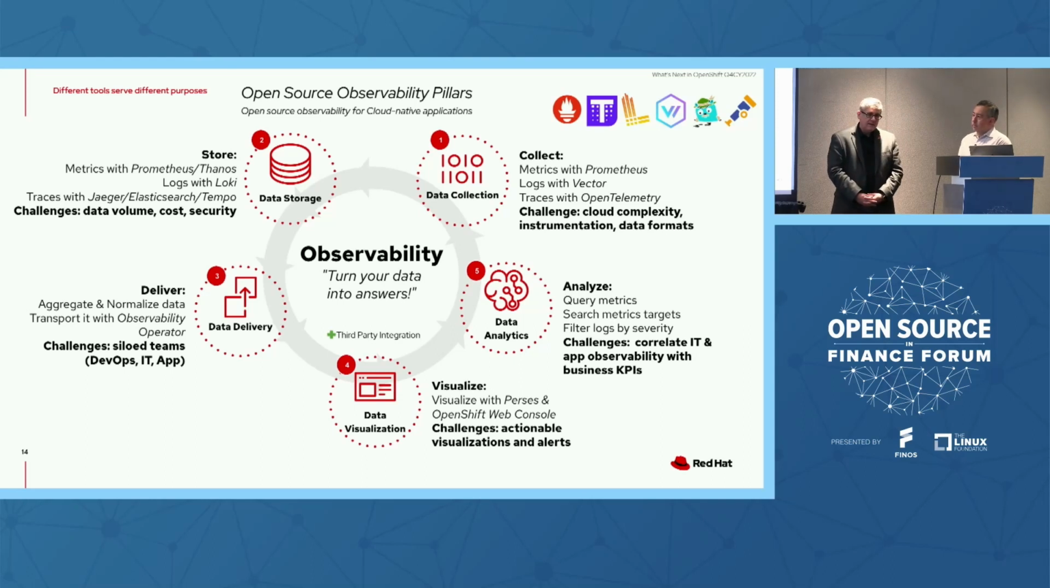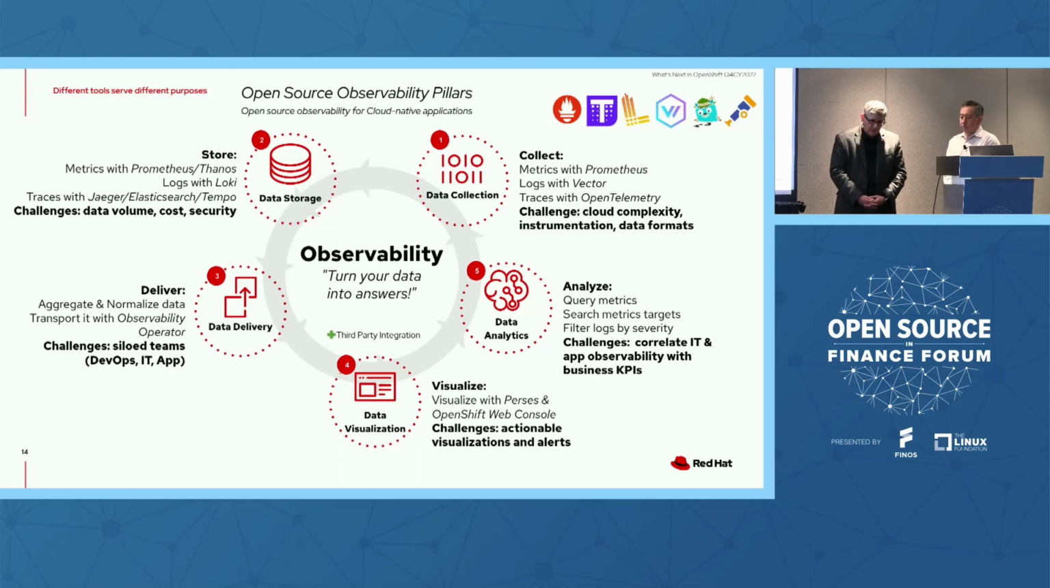And finally, of course, you want to make decisions. You want to analyze this. You want to make more intelligent decisions based on this. You want to support them. And when you think about all these tools, they're distributed across this wheel, if you want, at different places. So for example, Prometheus, Vector, and OpenTelemetry help collecting metrics, and for storing, things like Thanos and so on.